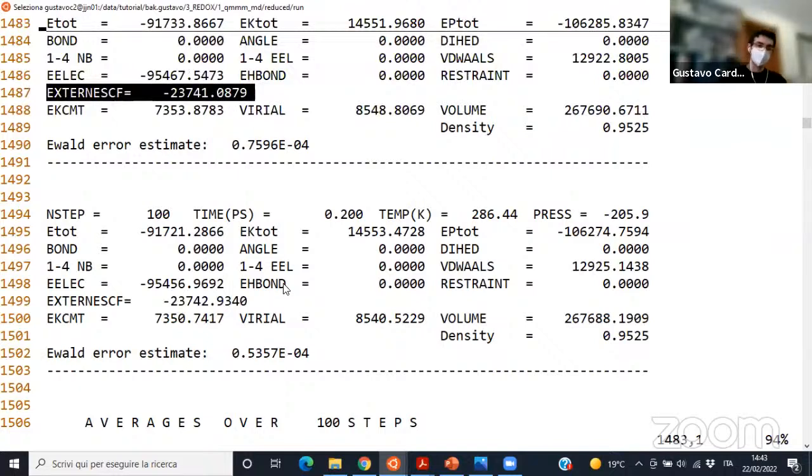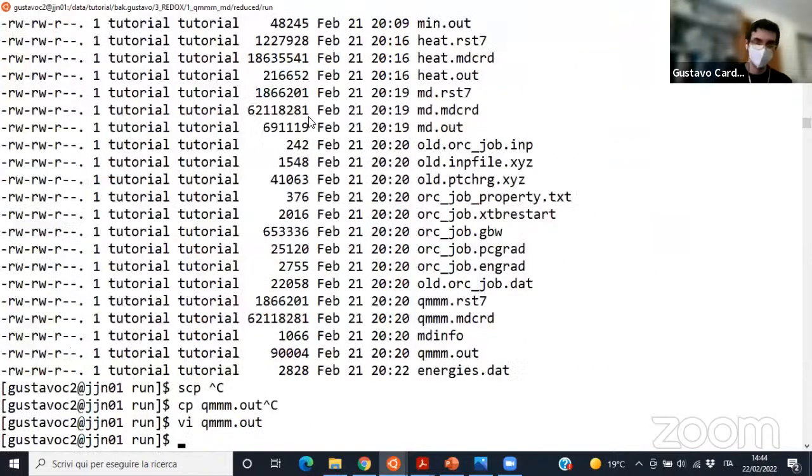Of course, we're going to do it in a rather rough manner. We're going to use grep because it's easy. It's just one command line, and we're going to look for this EXTERNAL SCF string. So we're going to execute the following command: grep, like perhaps we have already done before, EXTERNAL SCF. You can either put this equal or not, it doesn't matter. I'm showing the screen, right? Yeah. Then the file, QMMM.out, and then the output is going to be energies.dat.